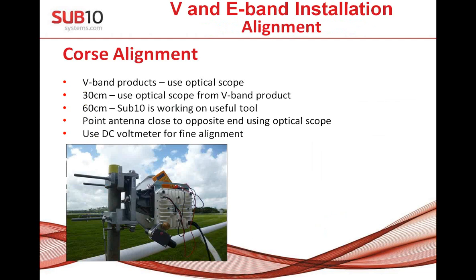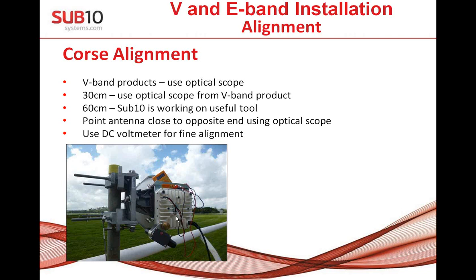Link alignment, we are almost out of time. Very quickly, V-band: for coarse alignment, use an optical scope. It's very easy. You will point it at the opposite end. For a 30 centimeter antenna on V-band, you can use the scope. This is exactly this configuration.